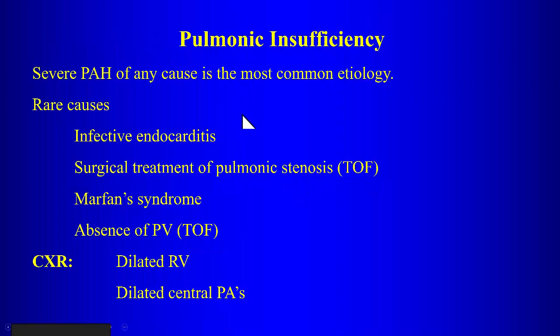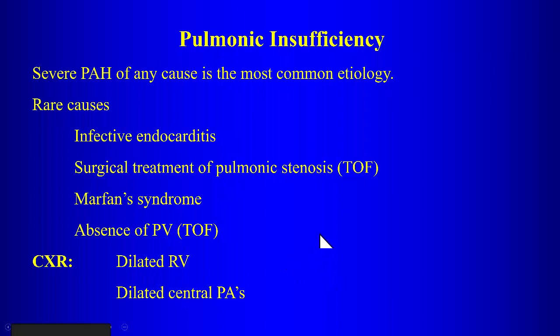Pulmonary insufficiency is most commonly caused by pulmonary hypertension, anything that elevates the right ventricular pressures. The pulmonic valve does not handle elevation of pulmonary artery pressures very well. So when the pulmonary artery pressure is elevated, it's common to get pulmonary insufficiency. There are some other causes that I've listed here that can also give you pulmonary insufficiency, but pulmonary hypertension is the most common cause.